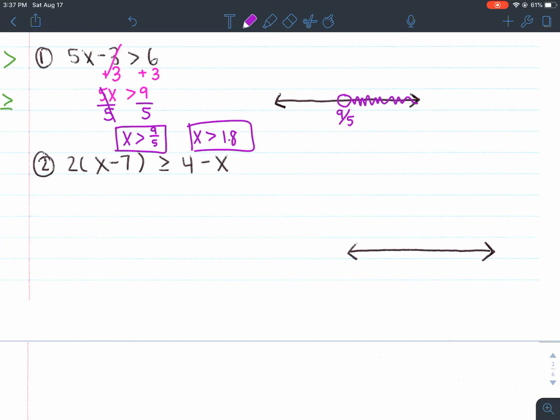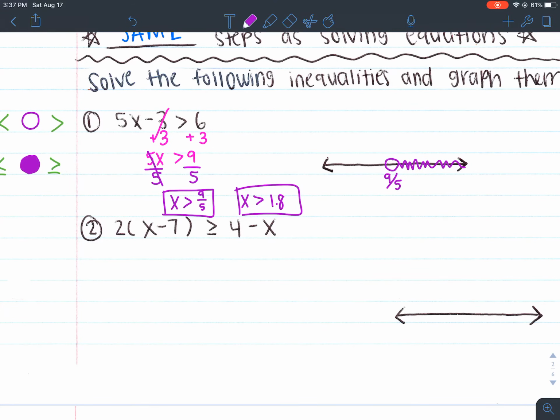Okay, and the reason why our circle is open there is because it's not equal to, right? So it doesn't include 9 over 5. It's everything bigger than 9 over 5. It doesn't include it. If it included it, it would be a closed circle.